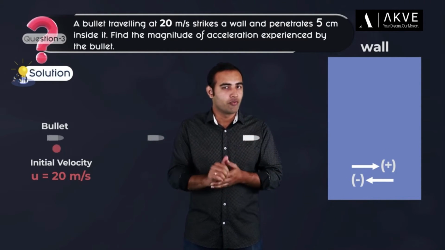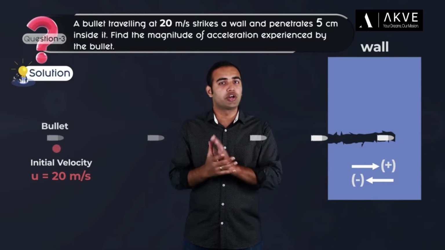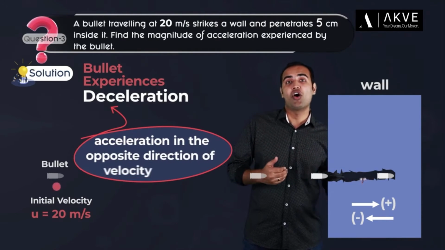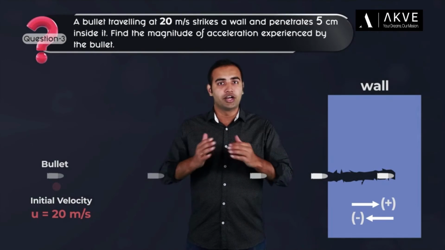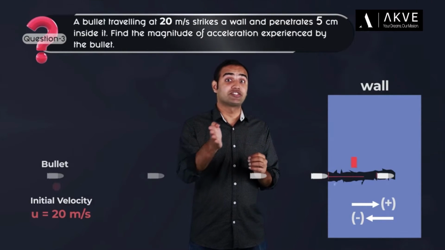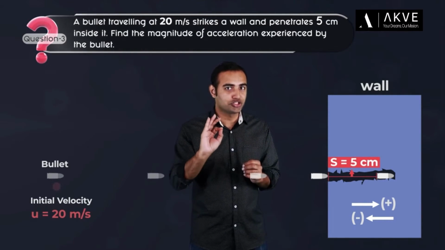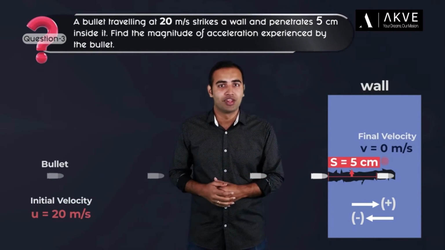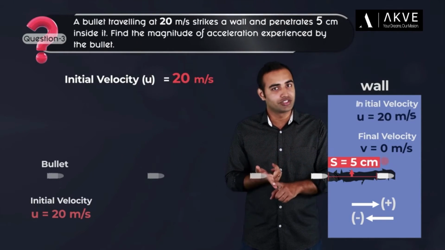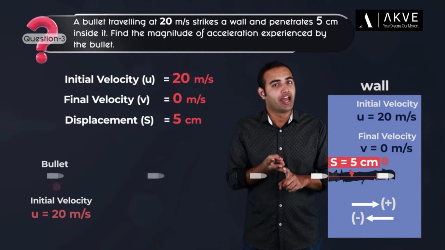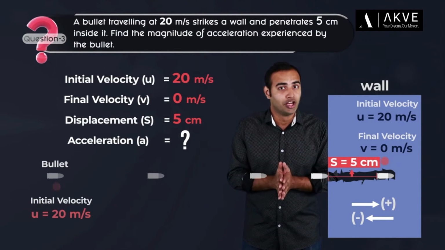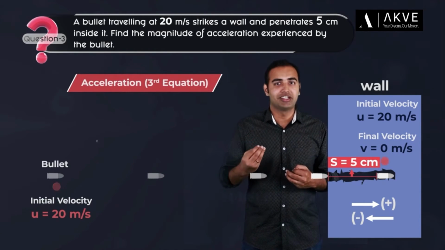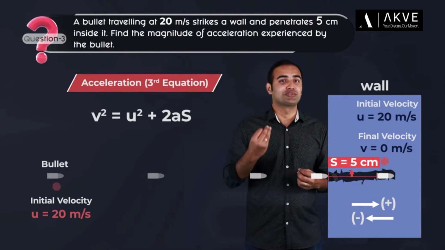The real fun begins when the bullet strikes the wall, because from this point on, the bullet experiences a deceleration, or in other words, acceleration in the opposite direction of its velocity. Now, the bullet travels a displacement of +5 centimeters and ultimately comes to a stop. So this means that the final velocity of the bullet is 0 meters per second. So the problem essentially has given us initial velocity, final velocity, displacement, and we need to find the value of acceleration. So which equation of motion should we use? Well, obviously the third one, which is nothing but v² = u² + 2as.